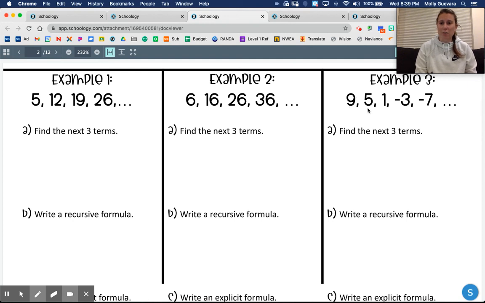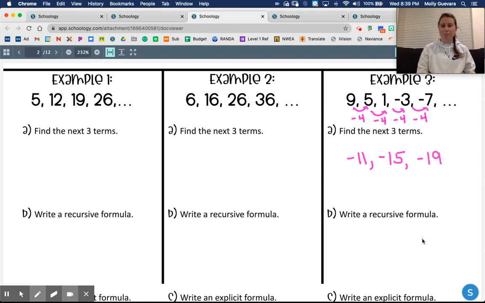Let's look here. To go from 9 to 5, I subtract 4. And then 5 to 1, I subtract 4. And it looks like all of these, I'm just subtracting 4. So since I'm subtracting the same number every single time, it's an arithmetic sequence. Then it says find the next 3 terms. So negative 7 minus 4 is negative 11. If I minus 4 again, I get negative 15. And if I minus 4 again, I get negative 19.